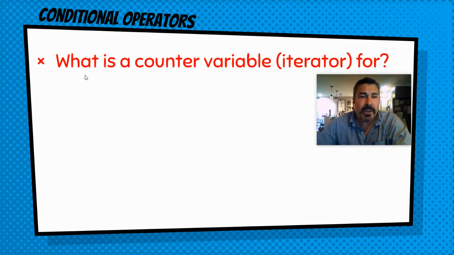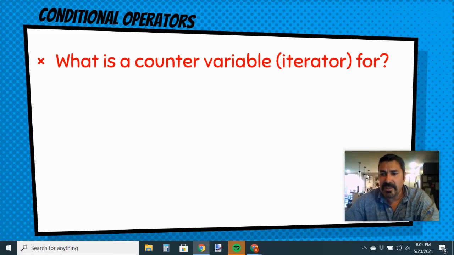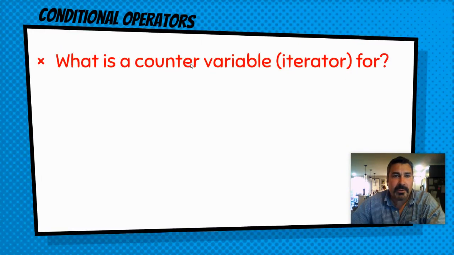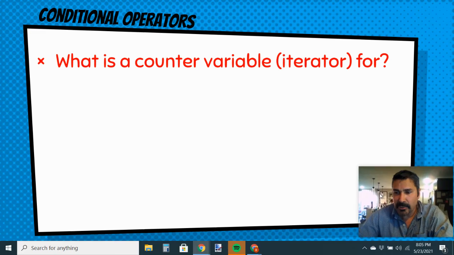Okay, write down what is a counter variable, also known as an iterator. What is that for? What does that do? Write that down in your notes, answer that question. If you don't know the answer to that question, ask me and I will tell you.